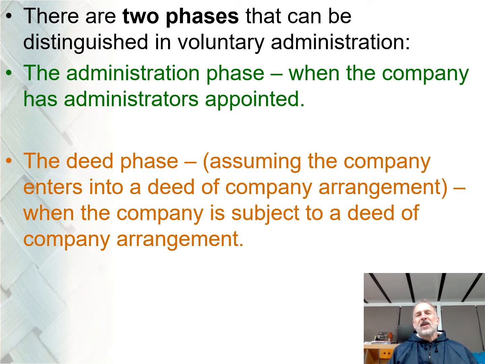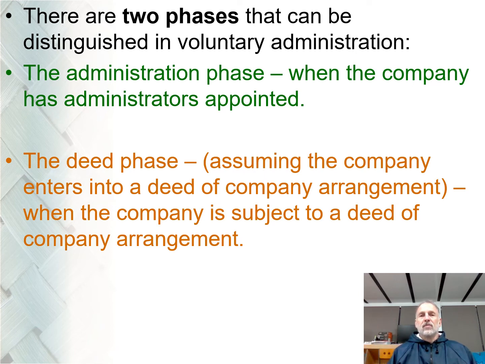Voluntary administration is actually not a difficult topic. There are two phases that can be distinguished in voluntary administration. First of all, we have the administration phase, when the company has administrators appointed, and then the deed phase. In other words, we've already talked about it, DOCA, the deed of company arrangement. Assuming the company enters into a deed of company arrangement, when the company is subject to a deed of company arrangement, that's basically what the deed phase is. So first of all, the administration phase, and then the deed phase.